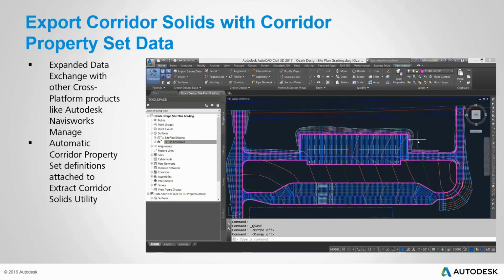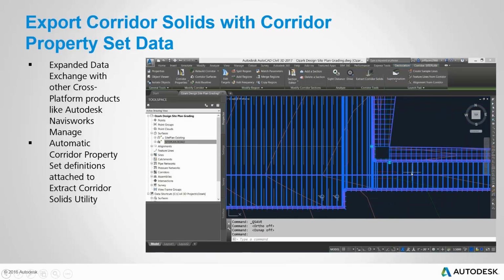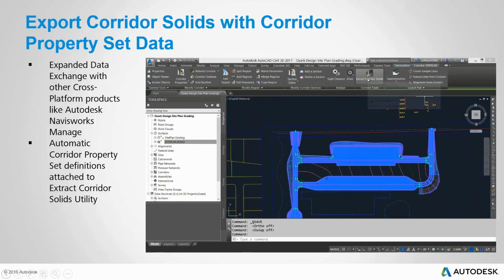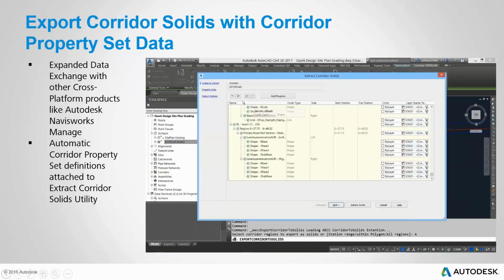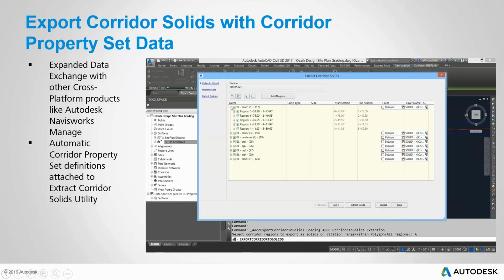And then I think this is one of my last items right here: we're starting to build out further incorporation of object model information or property data into things that we can extract from the corridor.